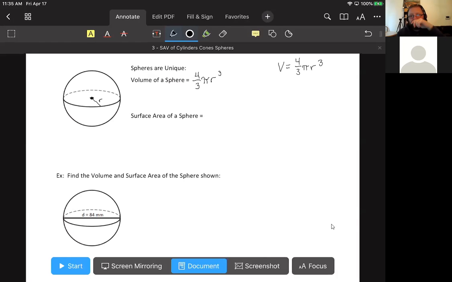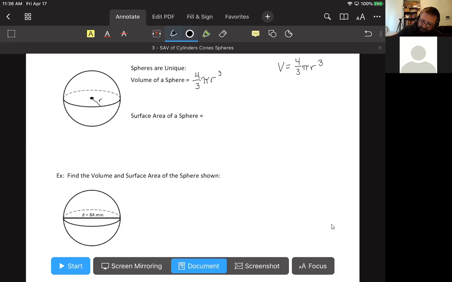Now, in addition, spheres don't have lateral surface area because the sphere is one rounded face. I can't really call it a face because it's not a polyhedra, but it's just one surface. There aren't any breaks anywhere in that surface. It's a smooth surface where every point is the same distance from the center. So we don't have a lateral surface area. We only have volume and surface area.